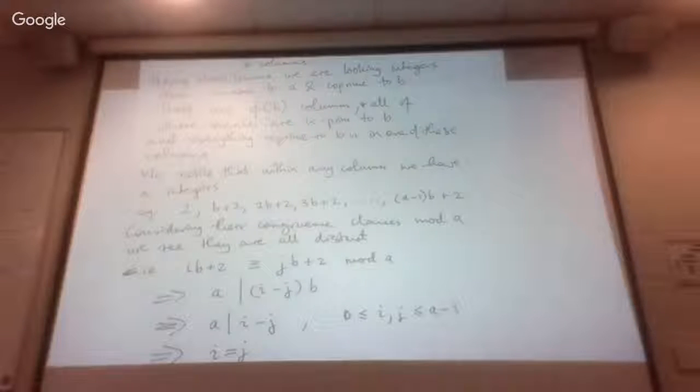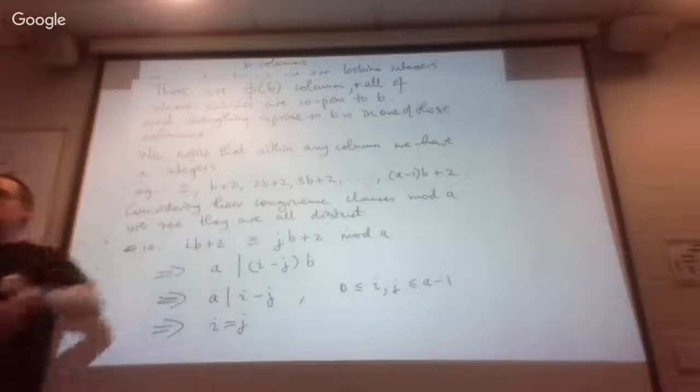Because we're talking 0, 1, 2, all the way up as far as a minus 1, i and j are somewhere in here. And saying a divides the difference means that the distance between i and j is a multiple of a. But the furthest apart i and j can get is a distance a minus 1 apart, and that's not a multiple of a. So the only distance between two things that is a multiple of a, if the two things are chosen here, is a distance of 0. The two things are the same. So you can't have two of these things being congruent modulo a. And there's a of them, so that means they represent all the congruence classes modulo a.